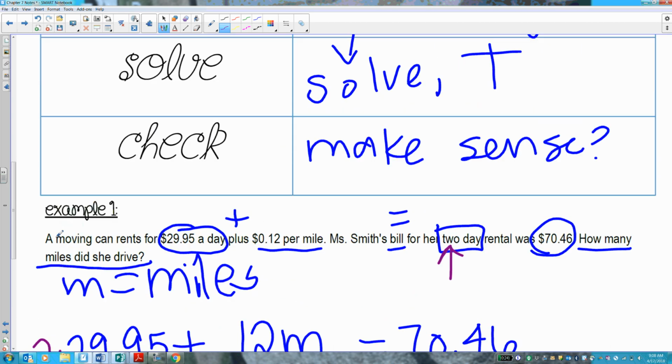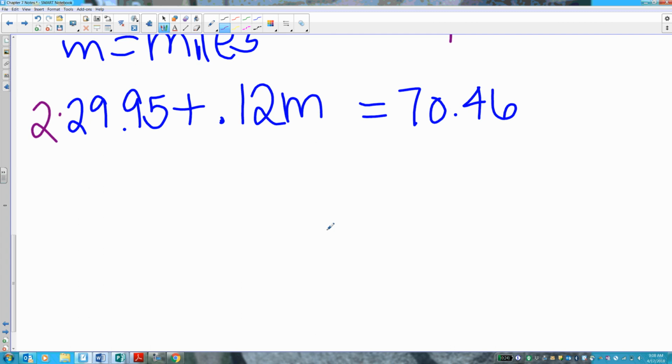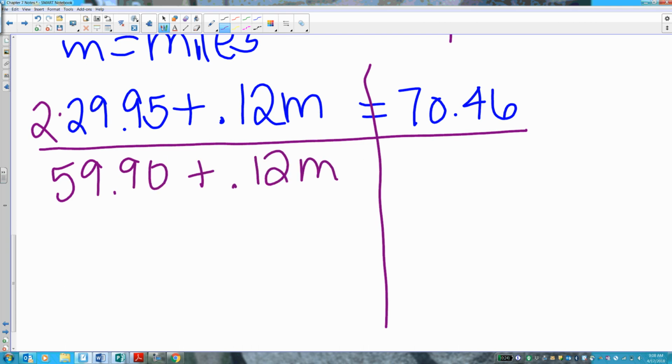All right, so I've written the equation, and I have algebraic because there's a variable, and now I'm going to solve it. So I draw my balance bar. I'm going to do the 2 times $29.95 and get $59.90 plus 12M equals my total of $70.46.